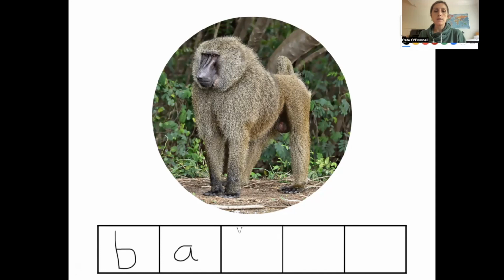B, another B. And what's the next sound you hear? Ooh. Remember today, that ooh sound is spelled with 2 O's. And what's the last sound you hear in baboon? N. The letter N makes the N sound. This is how you spell baboon.